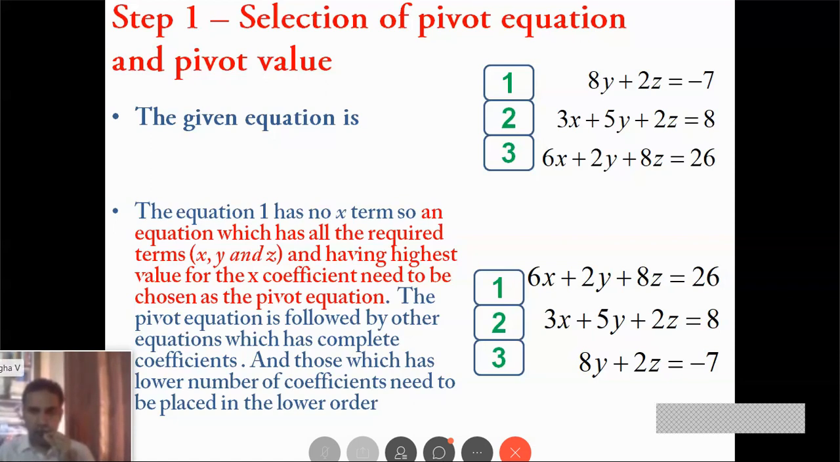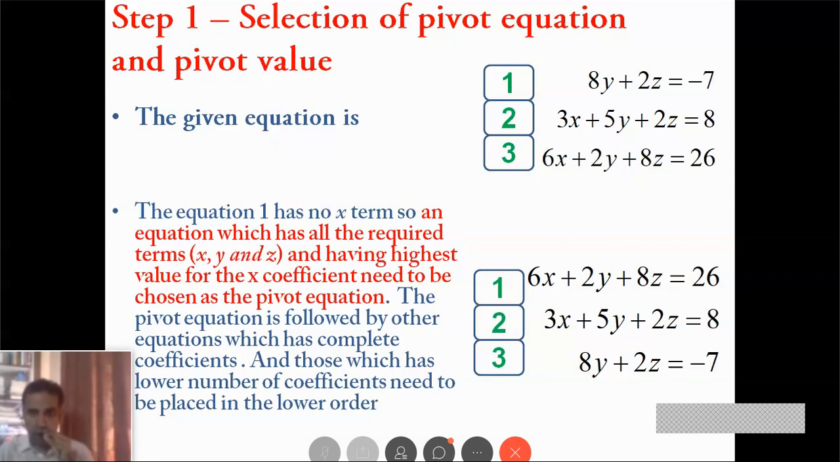So you have to position the equations in an appropriate order to facilitate our analysis in subsequent steps. So we have to arrange them, as stated on the screen, with a pivot equation. The pivot equation is the primary equation you have to position first. How do you choose that?